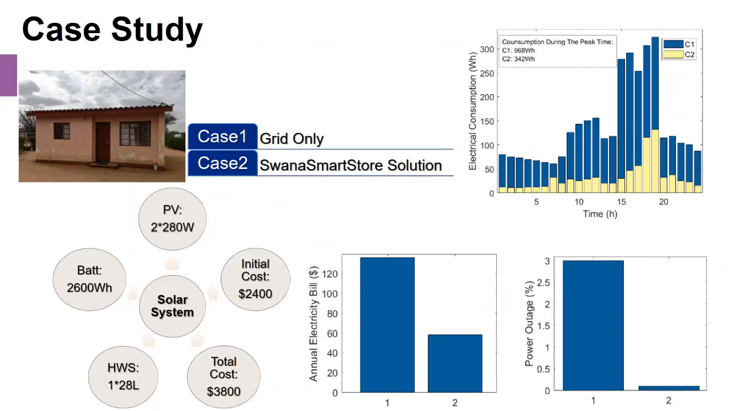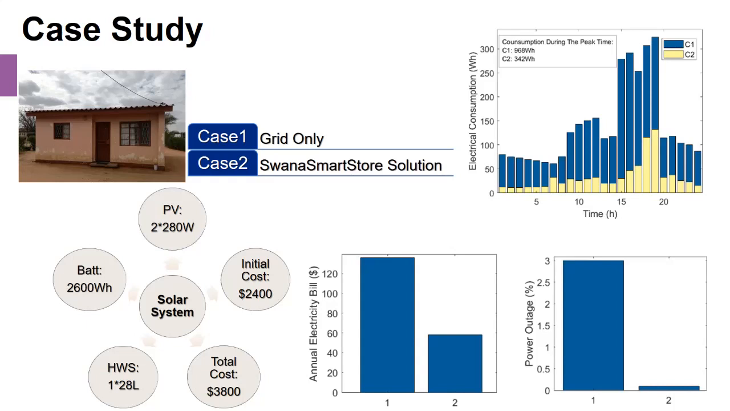To show the performance of SwanaSmartStore solution, we have developed a smart algorithm for a low-income family, a 4-person low-income family, and we have simulated the system for 2 cases.